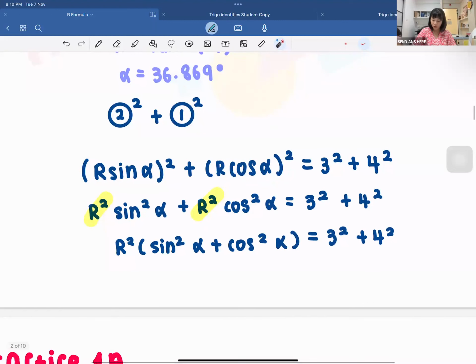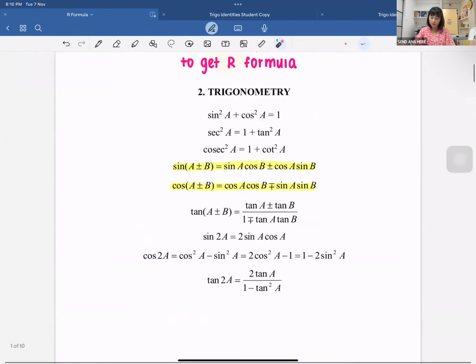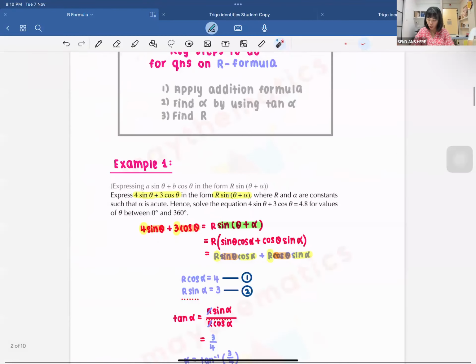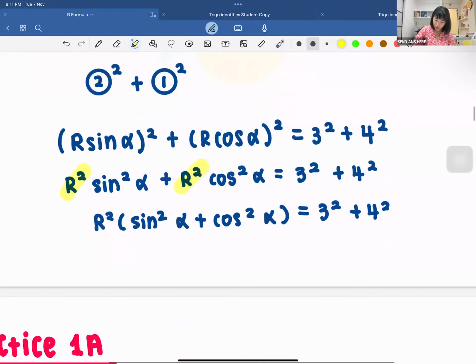Okay, now at this point, who can tell me what this is equal to? Sine squared alpha plus cosine squared alpha. Yes, it is 1. You guys know why it is 1? You go and see it in your formula sheet. Sine squared A plus cosine squared A is 1 from your formula sheet, right? So when you reach until here, this whole thing is a 1.